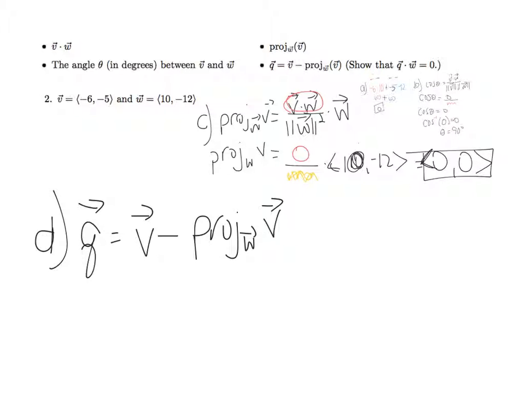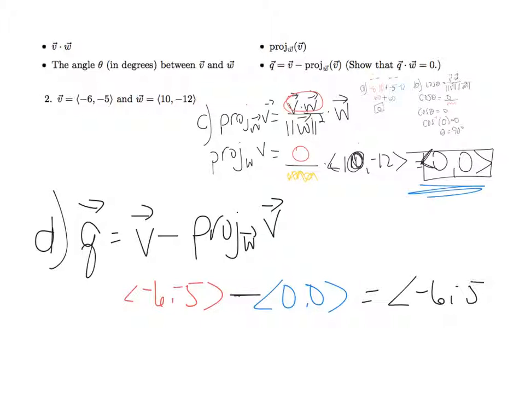So we knew vector V was -6, -5. That's what we were given, right? And we are going to subtract, and we just found, I'll switch over to blue so it shows up a little better, we just found that vector over there. So it's going to be 0, 0. So ultimately, our answer is just going to be -6, -5. Okay?